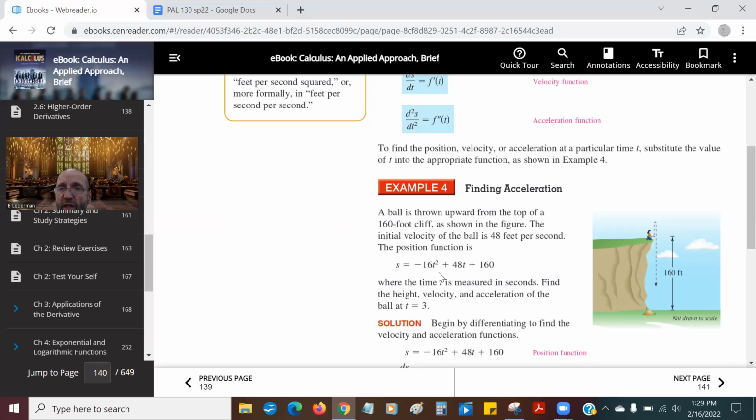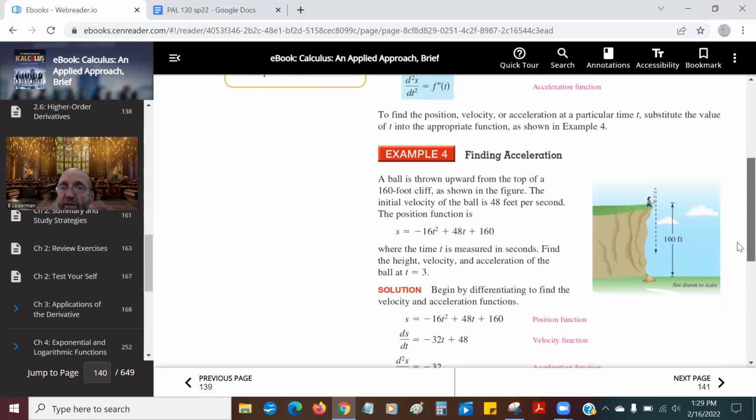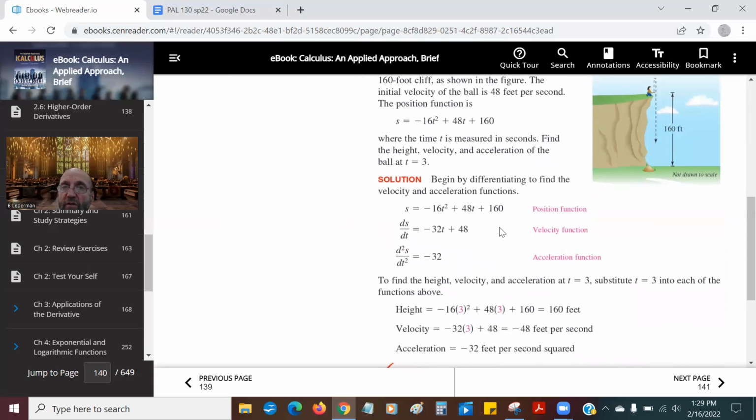Anyways, t is seconds, and we want to find the height and the velocity and the acceleration of the ball when t equals 3. So all I got to do is take the derivative twice. The derivative of s is negative 32t plus 48, and that comes from just taking the derivative. Then the next derivative is just plain negative 32, and that's the acceleration due to gravity. So gravity is a constant.